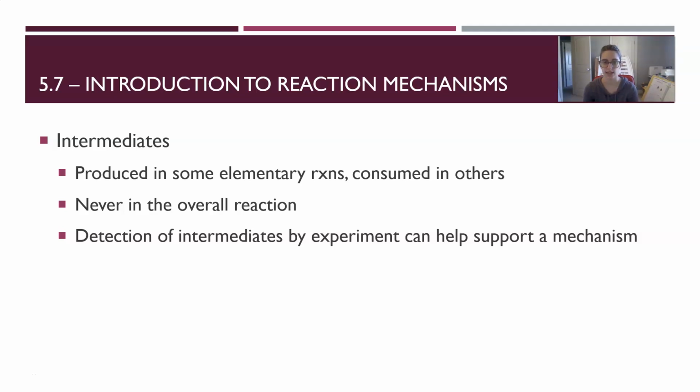So if you can detect an intermediate, you can use that as part of your evidence for why a mechanism could be valid. But an intermediate is something that's never going to show up in the overall reaction equation. So you'll see them produced, so there'll be a product in one elementary reaction, and then they're going to be a reactant in another elementary reaction. So they'll ultimately be consumed.